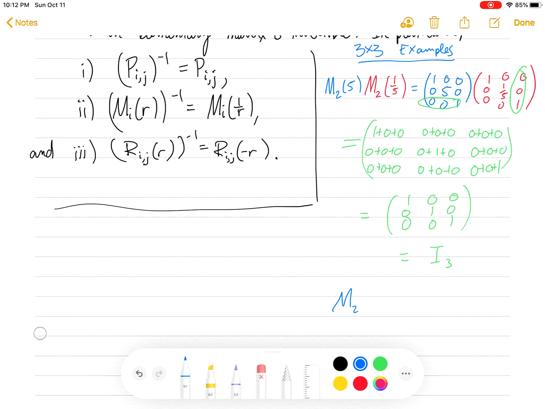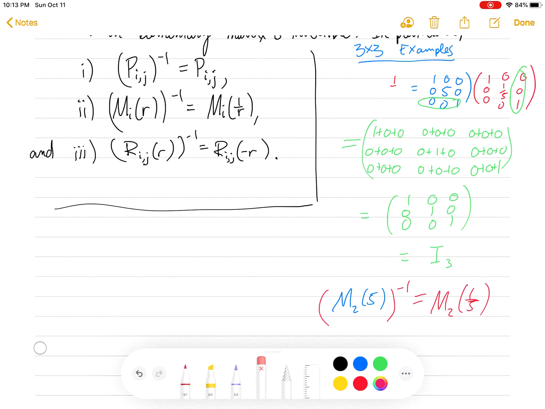Put it all together. You get 1, 0, 0 on the first column, 0, 1, 0 on the second column, 0, 0, 1 on the third column. Hey, that's the identity, right? That's I3. So that means we had to multiply M2(5) by something to get the identity. What do we have to multiply M2(5) by? Its inverse, right? M2(1/5). So because we had to multiply M2(5) by M2(1/5) to get the identity, that means M2(1/5) is the inverse of M2(5). M2(5)'s inverse is M2(1/5).